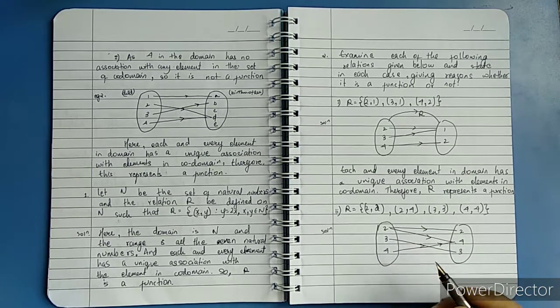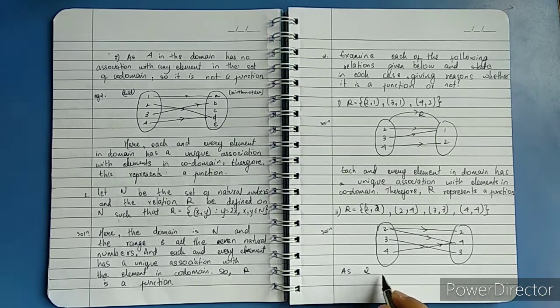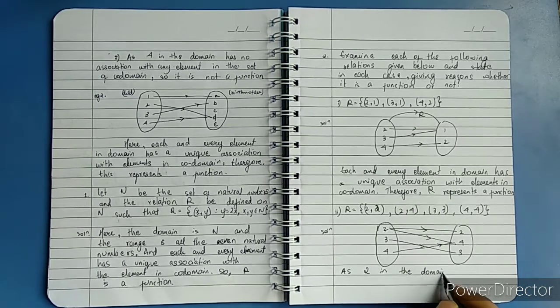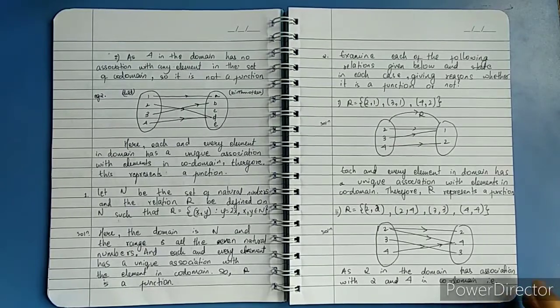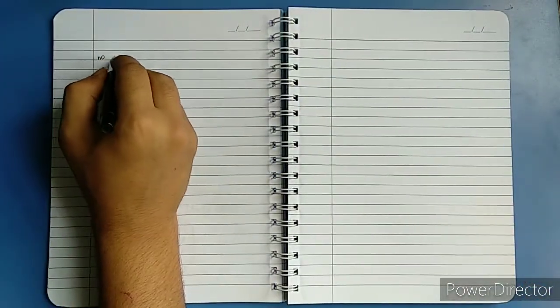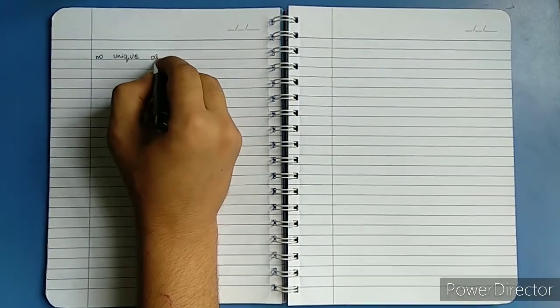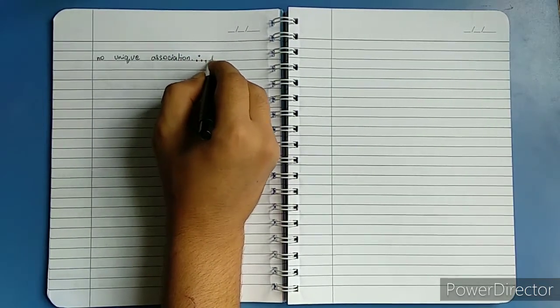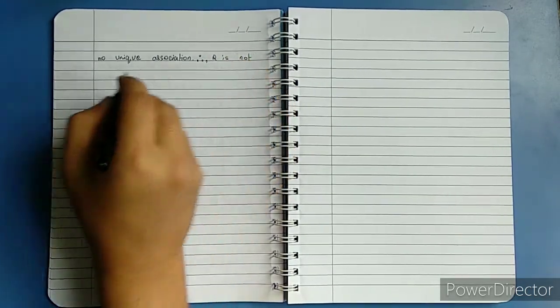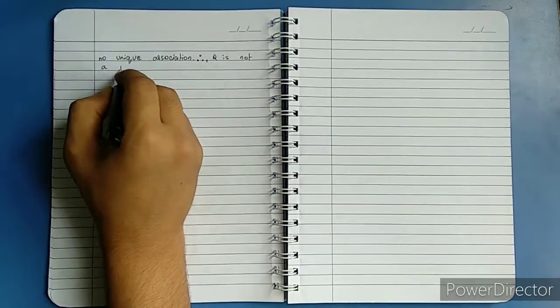So this relation R is not a function, as 2 in the domain has association with 2 and 4 in codomain, that is no unique association, therefore R is not a function. Here R was denoting the relation, so R is not a function.